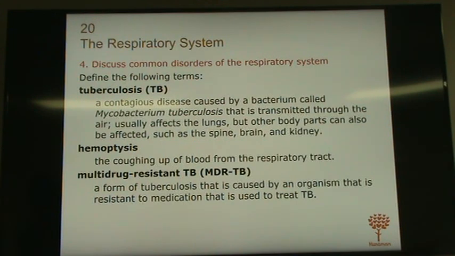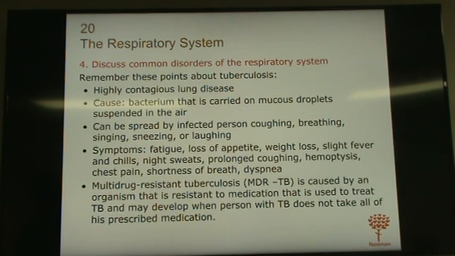Hemoptysis is coughing out blood. Multi-drug resistant. There are a lot of antibiotics that are resistant to the TB. So that's what multi-drug resistant means. TB is highly contagious. Just by being in the same plane with someone who has TB, you can catch it. They don't have to spit, cough, or anything.